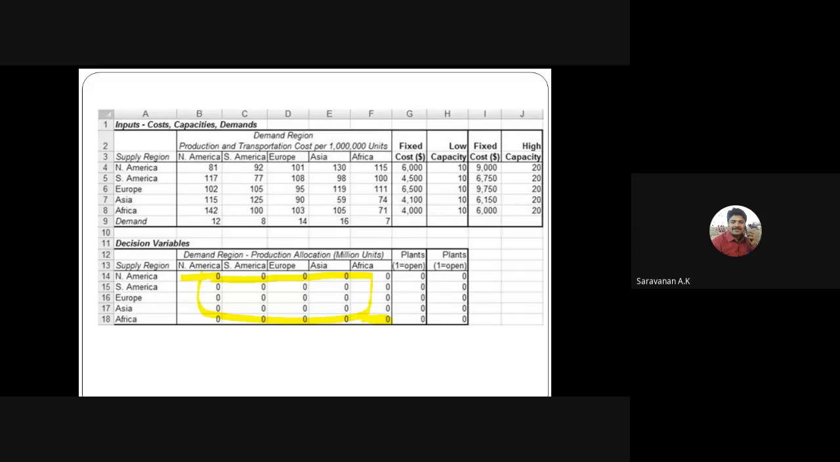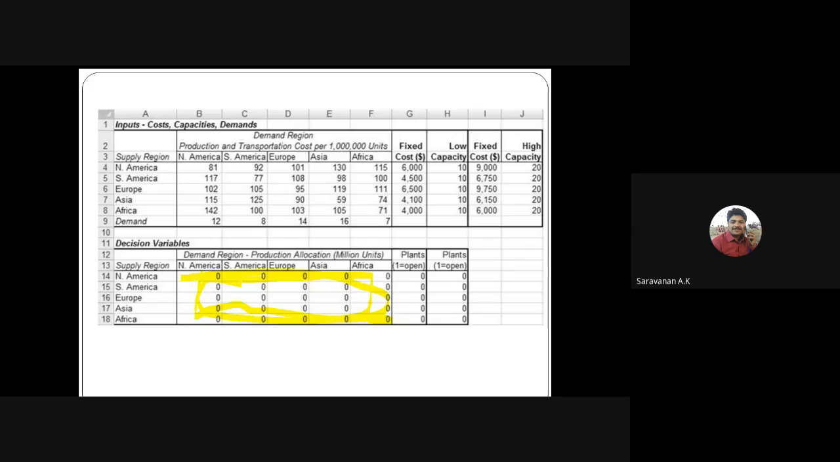X, i, j, right? If the plant is open, then a particular amount of the particular product will be shipped to the market. That value we have to enter here.